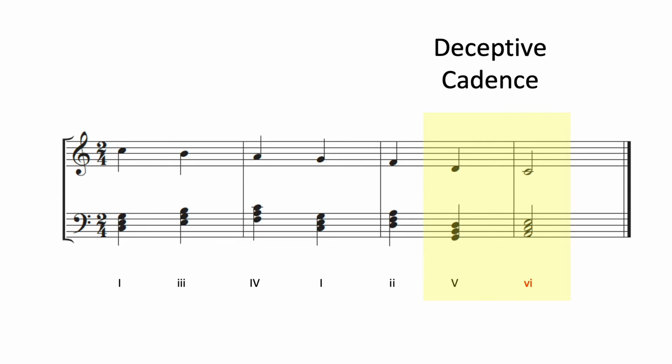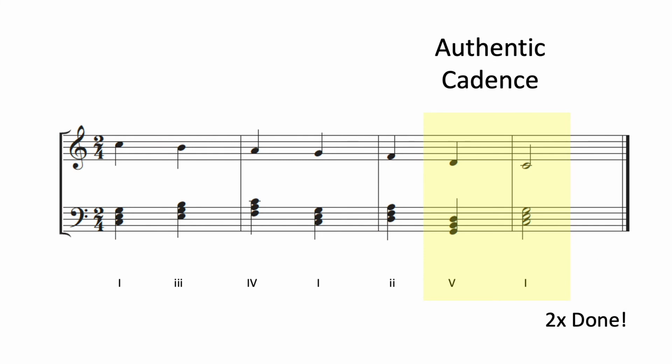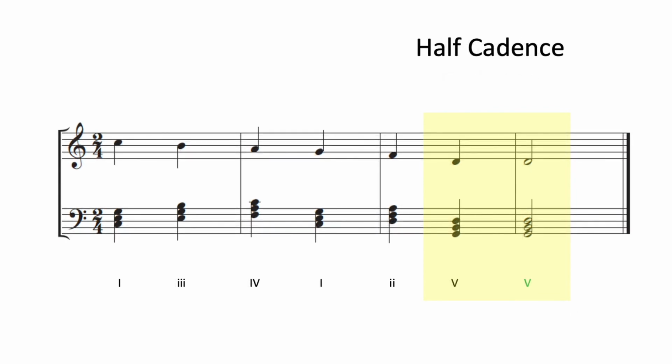One solution would be to repeat the entire progression or the entire phrase, and then the second time finish with an authentic cadence. This is a well-used technique by composers to create harmonic tension, to prolong this type of tension and then resolve it later on. The same thing can happen when we have a half cadence.